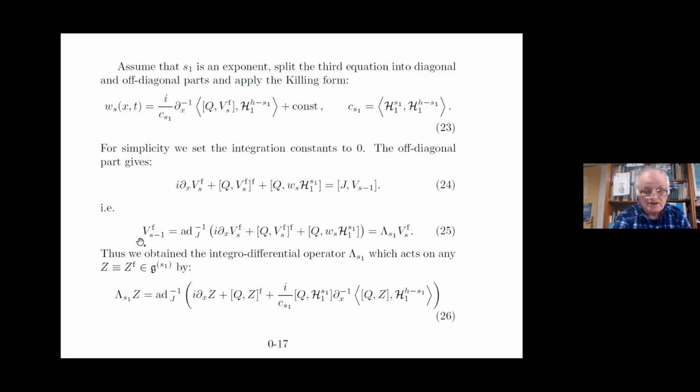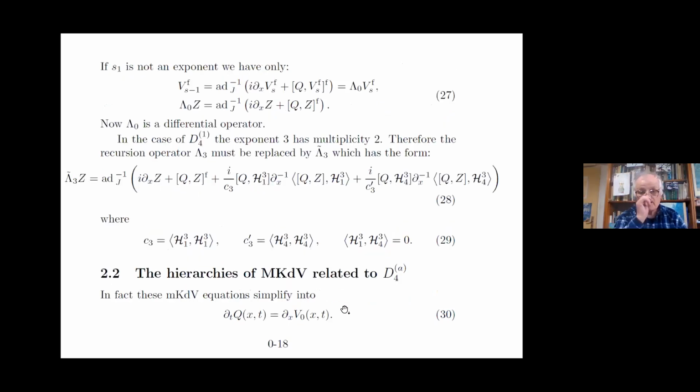And finally, we get that if s is an exponent, then V_{s-1} is expressed through this recursion operator, lambda_s, acting on the previous V_s of f. And lambda_s is given by this expression here. So we have an integro-differential operator, we have differentiation here, and we have an integral here, dx inverse. In case when s is not an exponent, then of course we do not have this integral part there, and we obtain only the operator which I denote by lambda_0, and which is this operator.